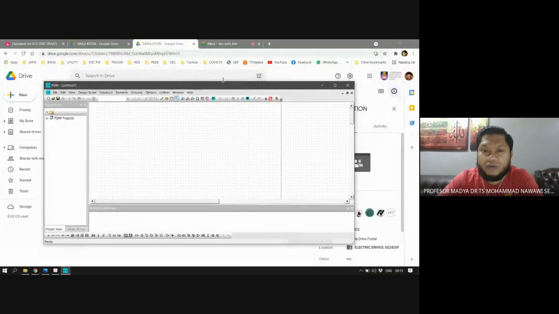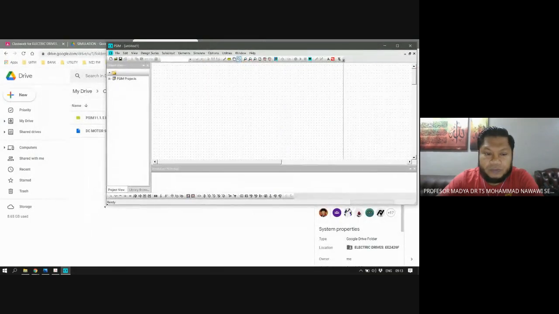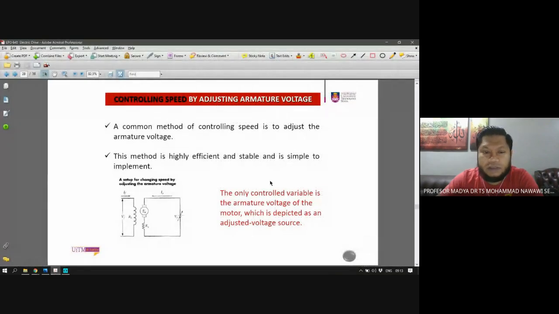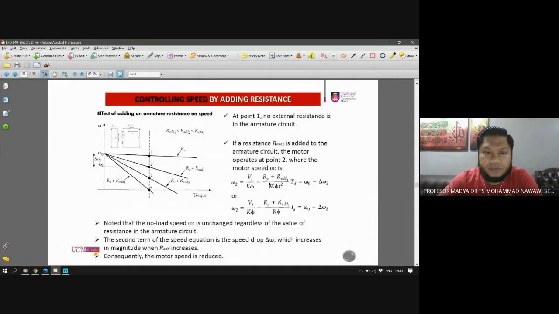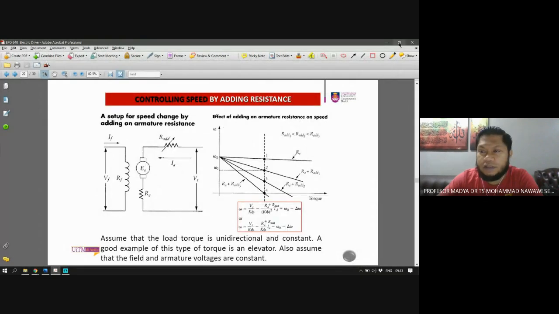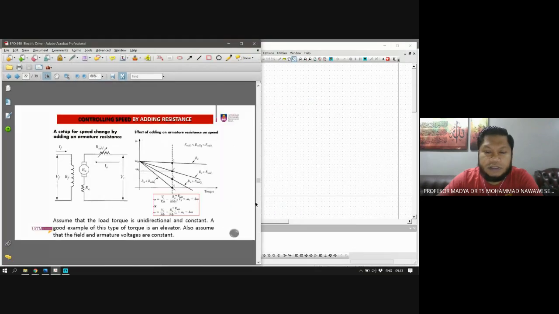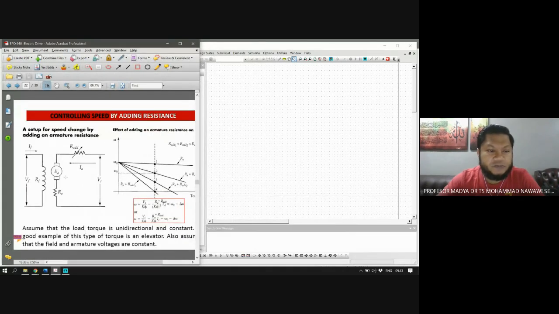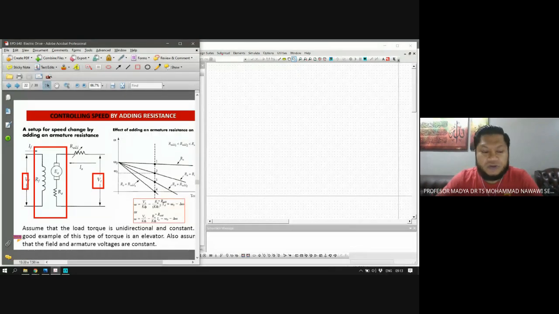So normally, let's look at this circuit, right? We want to simulate this separately excited motor. So we have two voltage sources, VT and the field source, and then we have this DC machine, and the rest is going to be some oscilloscope in the DC.